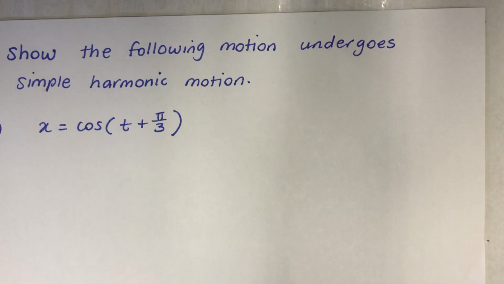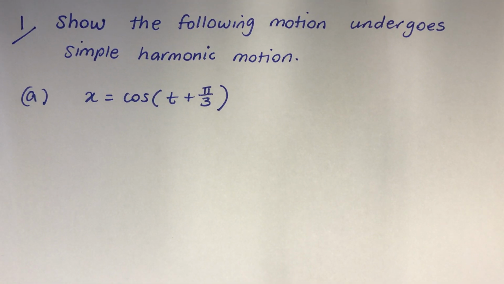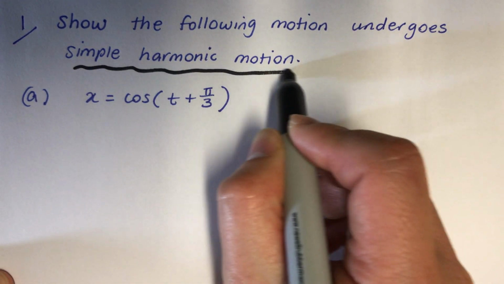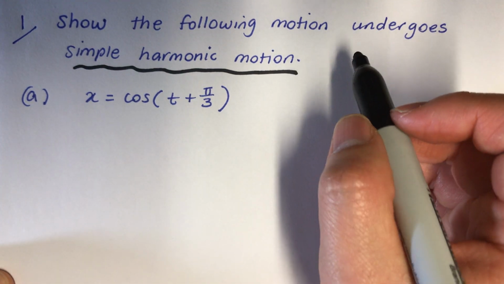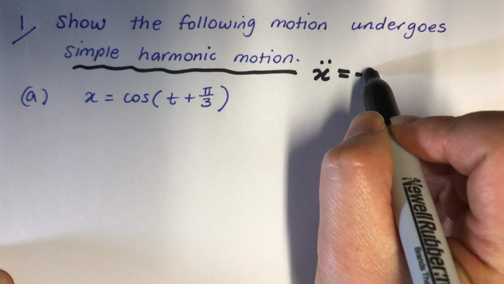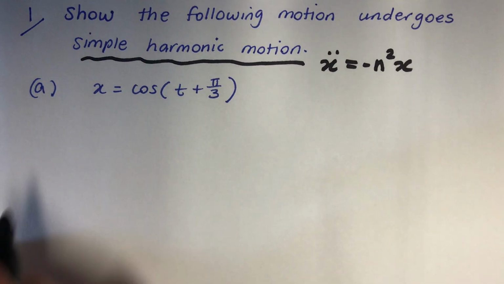All right, so let's have a look at the question now. Let's do questions. So it's not too bad, this one. There are 3 examples in question 1 where you have to show that the motion undergoes simple harmonic motion. Whenever a question says prove simple harmonic motion, it just means prove this. That's all. Okay, so let's have a look.